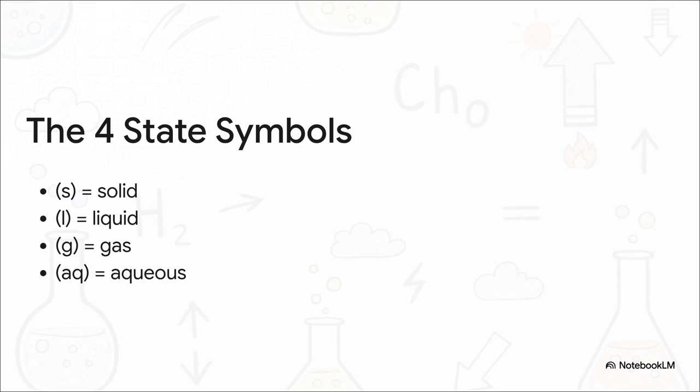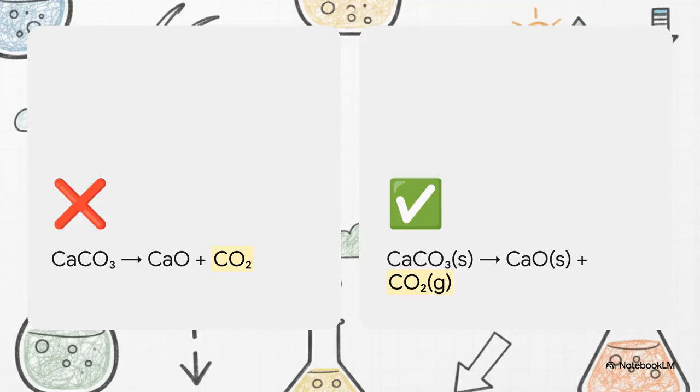Now, aqueous simply means the substance is dissolved in water. It is not the same as a pure liquid. Like if you have solid salt and you melt it at some crazy high heat, that's a liquid. But if you take that same solid salt and just stir it into a glass of water, that is aqueous. Knowing the difference and just popping these little lowercase letters next to your formulas is exactly how you stop losing those easy marks. Let's actually see this transformation in action.